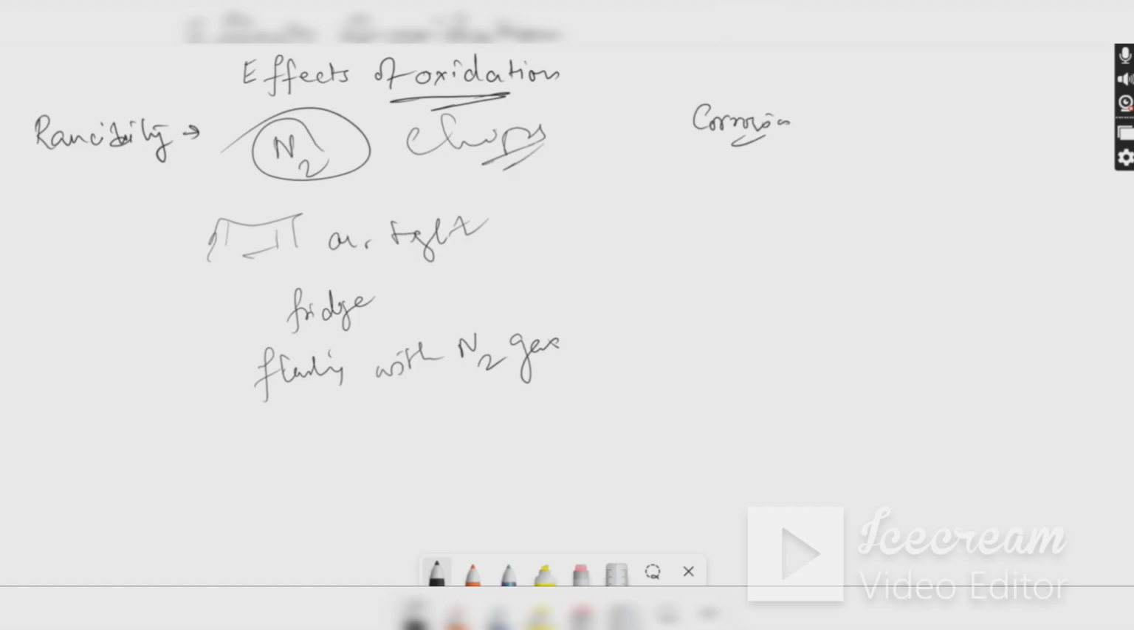Corrosion. Your window panes getting corroded and all those things, basically metals reacting with oxygen. So corrosion is happening. This we can avoid by painting, greasing, and galvanizing. All these are ways to avoid corrosion. So this is it with the topic of chemical reactions and its effects. Thank you.